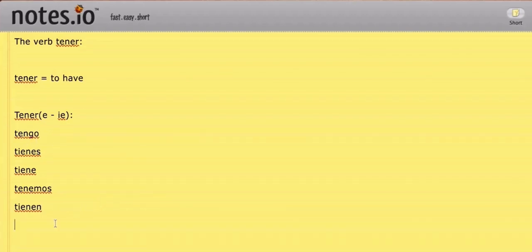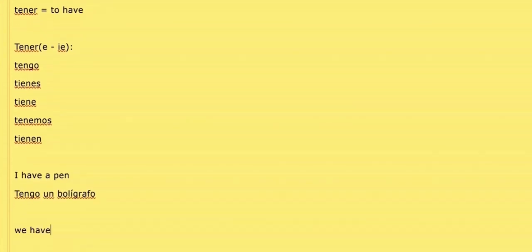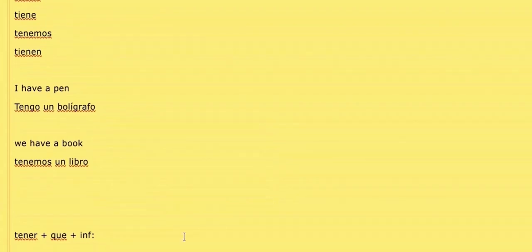So for example, if I were to say, I have a pen, tengo un bolígrafo, or yo tengo un bolígrafo. If I were to say, we have a book, tenemos un libro, so on and so forth. Now, continuing on, I just wanted to go over tener plus que plus infinitive real quick, because this is also something that you'll see commonly in Spanish. This basically means to have to do something.